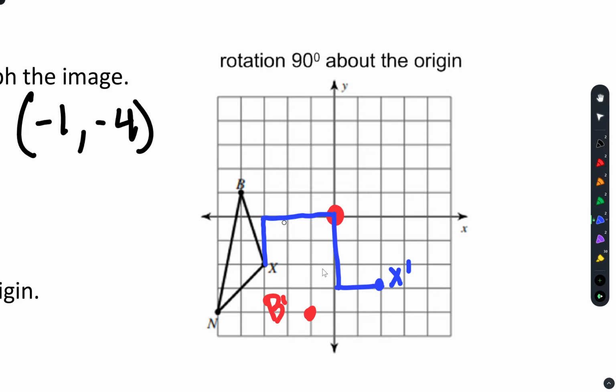Okay? Same thing for N. Maybe this one's a little bit easier to see. I'm going down 5 in this direction and over 4 in this direction. And that is where N prime would go. So just like we did with reflections, there are multiple correct ways that we can get these points. It is just dependent on what you like best.